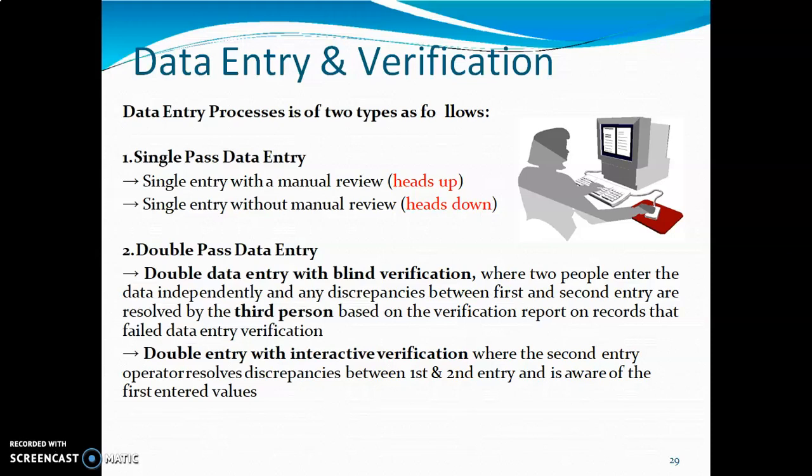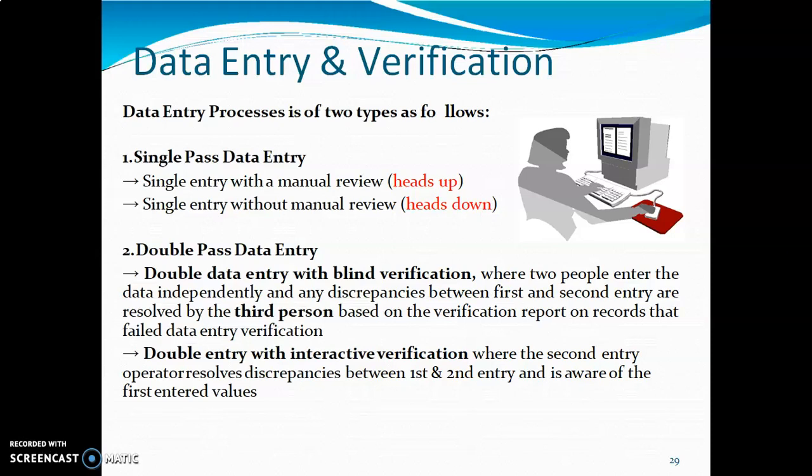So next is single entry without manual review. Here the data entry will be done without raising any questions. Only a few things, like numerical changes, the computer won't allow to enter in such conditions, so they are going to cross verify. Other than that, they will simply keep on entering the data that was given to them. This is called heads down. It has some advantage because there won't be loss of time, so a large amount of data can be entered, but high accuracy cannot be expected because manual reviewing won't be done here.